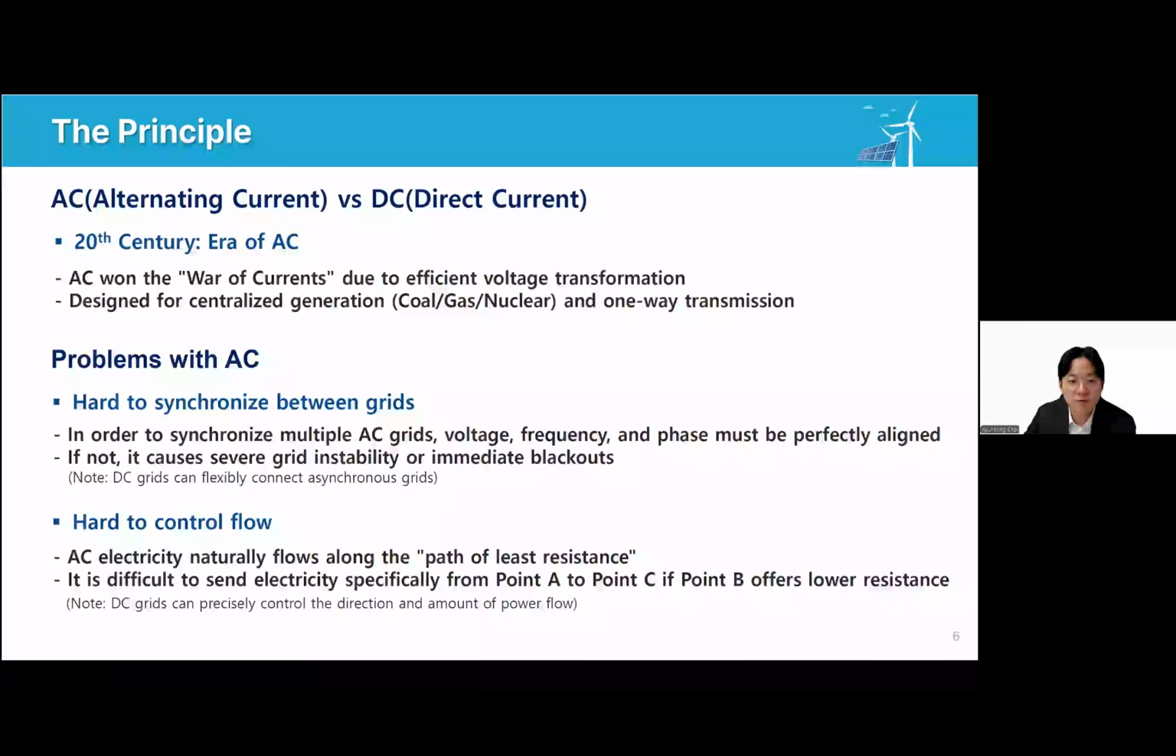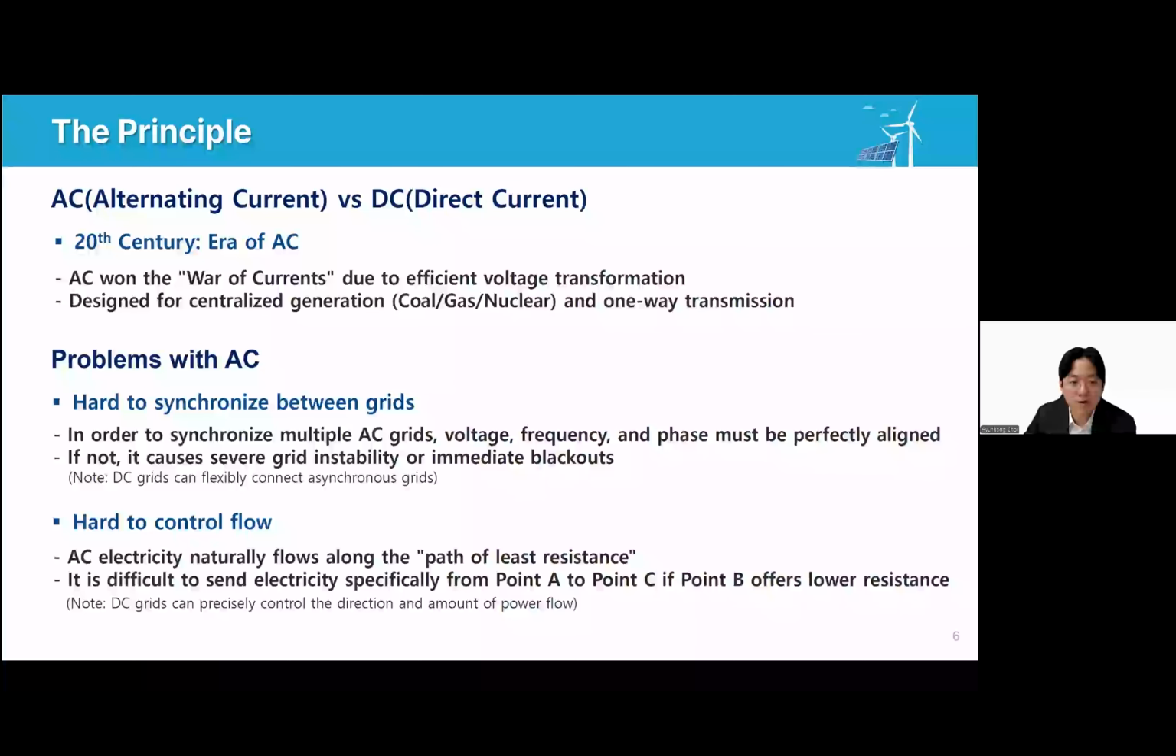First, it is hard to synchronize between grids. In order to synchronize multiple AC grids, voltage, frequency, and phase must be perfectly aligned. If not, it causes severe grid instability or immediate blackouts. On the other hand, DC grids can flexibly connect asynchronous grids.